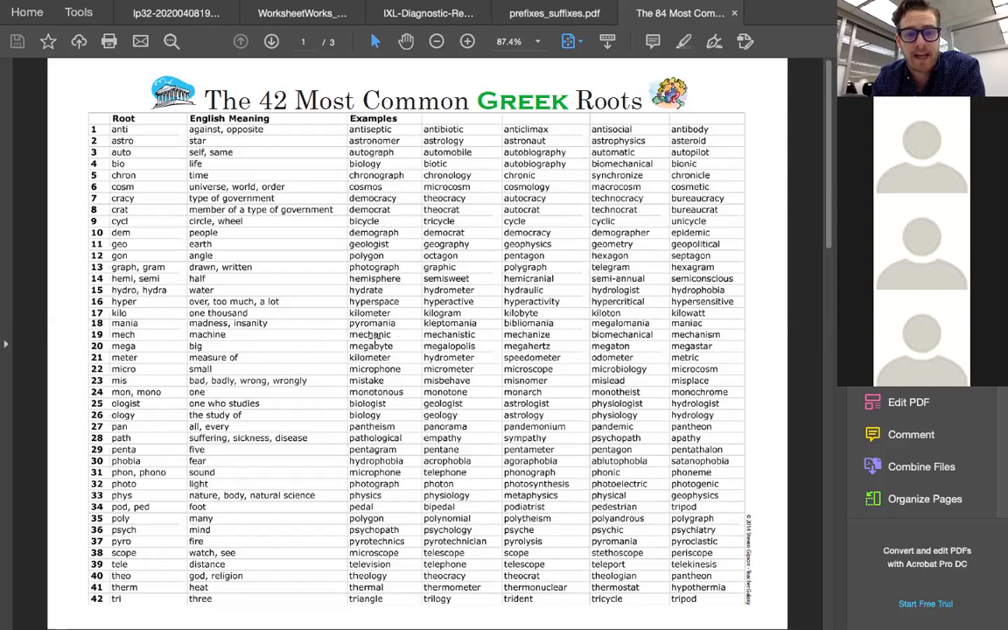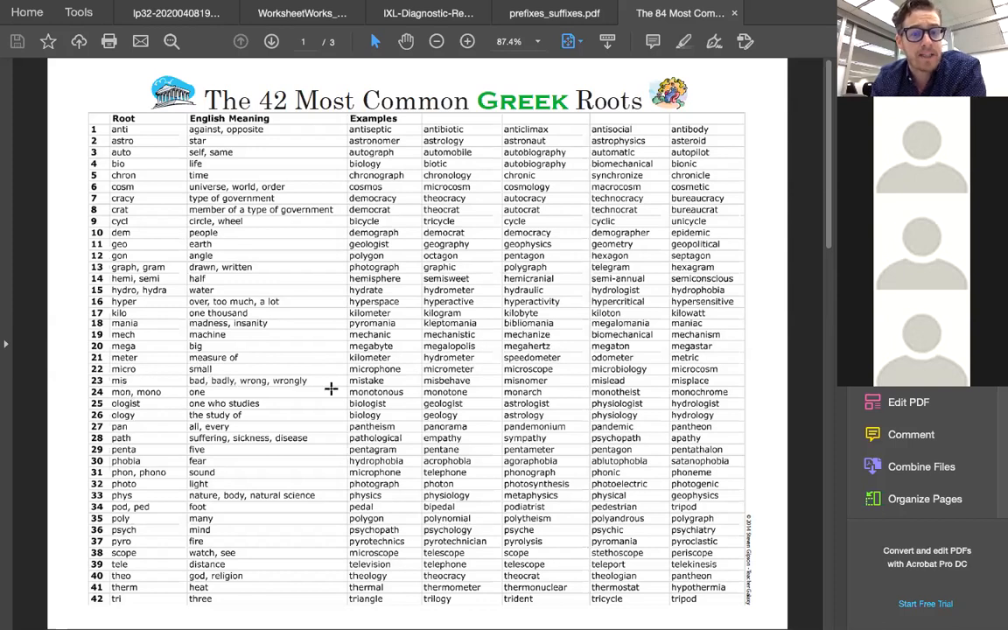machine. So mechanic. So those all have to do with machines. Okay. Biomechanic, mechanized, mechanism. Mega means big. So megabyte, megalopolis, megahertz. Meter is measure of. Micro is small, so microphone, micrometer, microscope. You're looking at small things. Miss is bad or badly.